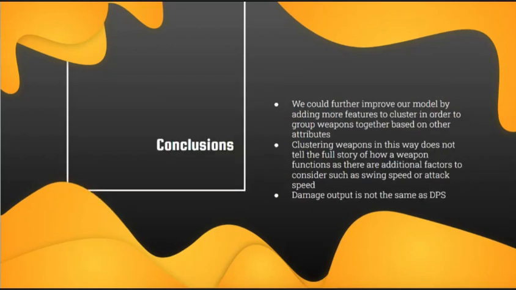Okay. On to the conclusions. We decided that we could further improve our model by adding more features to the clustering model in order to group weapons together based on other attributes as well. Clustering weapons in this way does not tell the full story of how a weapon functions, as there are additional factors to consider, such as swing speed or attack speed. We also concluded that damage output is not the same as DPS, or damage per second.